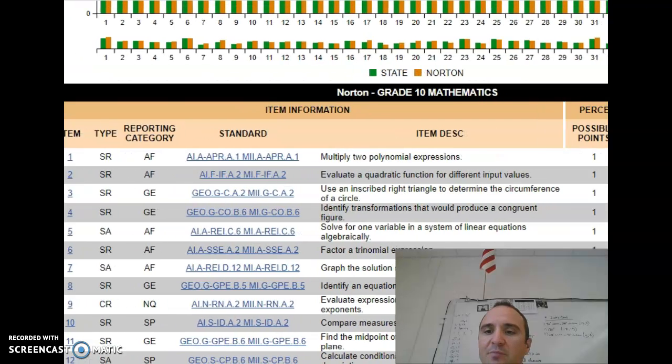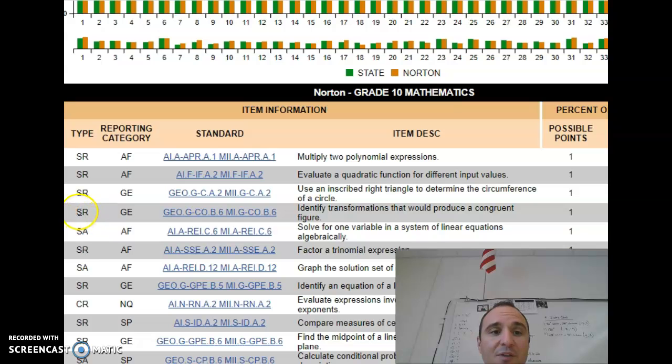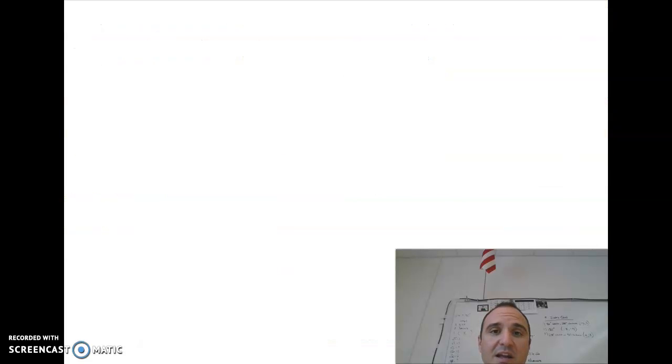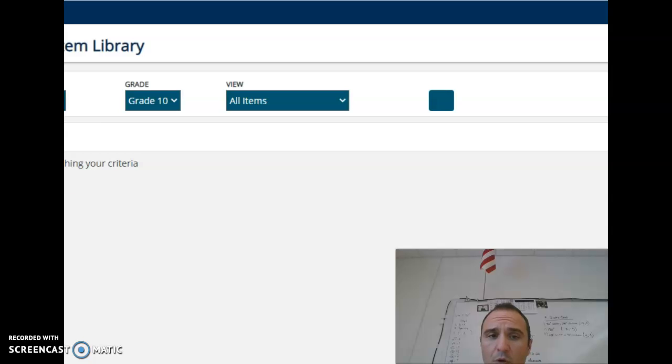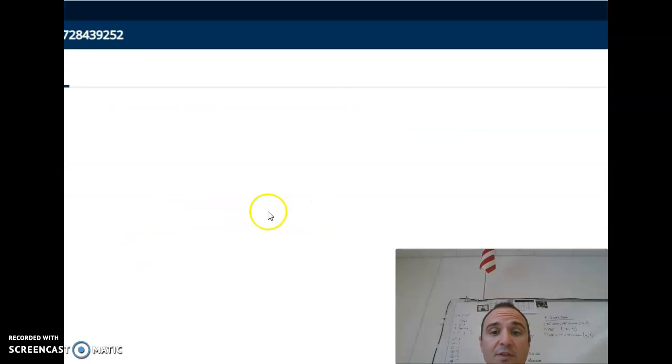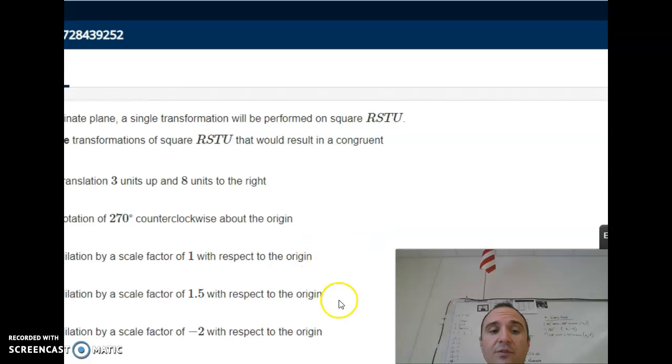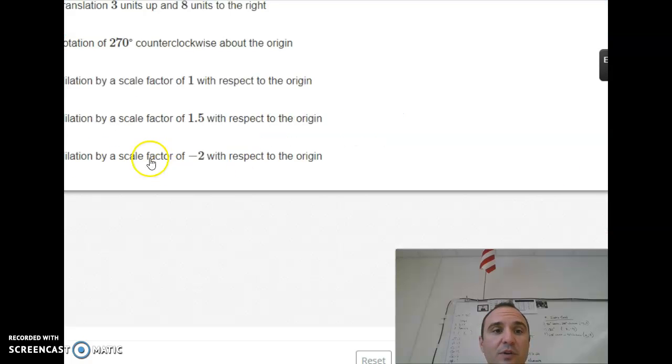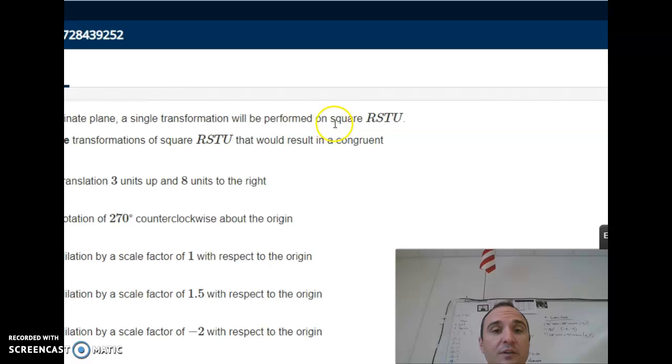So only 55% of Norton got this question right on the MCAS. And this question has a lot of everything we learned already. So it goes into depth and it explains the translation. It says on a coordinate plane, a single transformation will be performed on square RSTU. Select 3 transformations where the shape will stay the same. So let's think, if we slide up 3 to the right 8, did it change the shape or is the shape still congruent? So that counts.